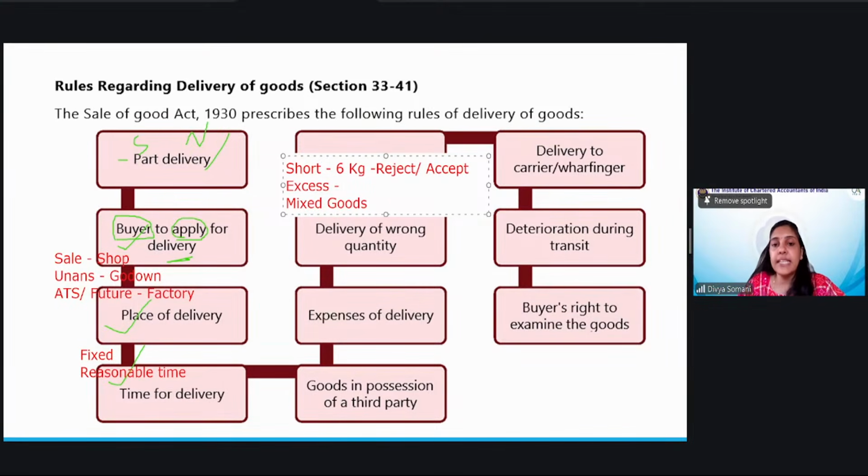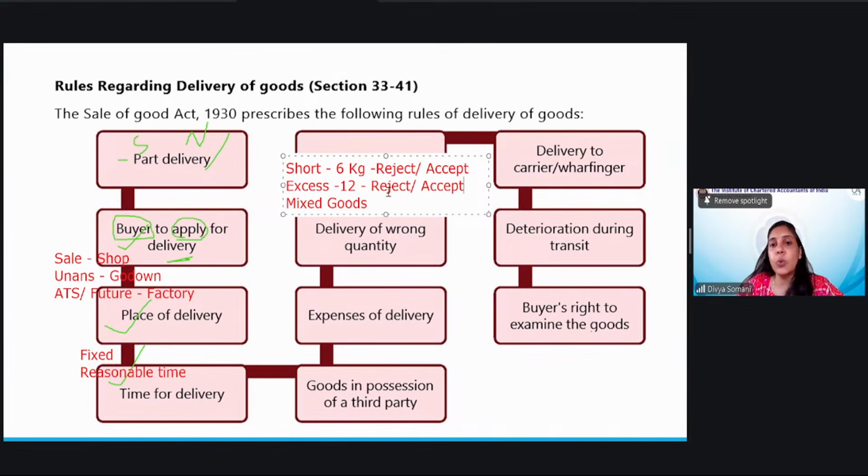Excess means you had ordered 10 kg, but you have received 12 kg. Sometimes it happens that the shopkeeper does not have the quantity which you are asking for. Suppose I had ordered a washing powder of 500 grams, and the shopkeeper has the same brand but only in 1 kg. So he sends the 1 kg packet to me. It depends whether I want to keep it or not. If you want to reject, you can reject. If you want to accept, you can accept. Whatever you are accepting, you have to make the payment accordingly.